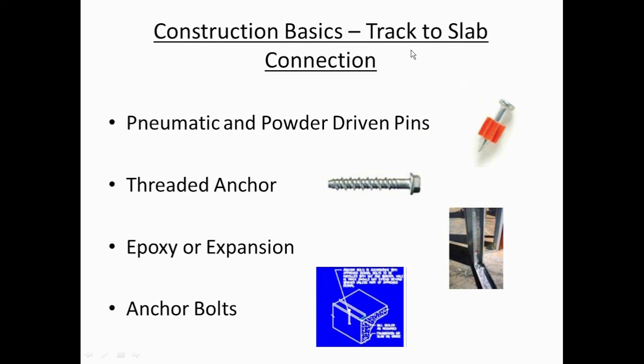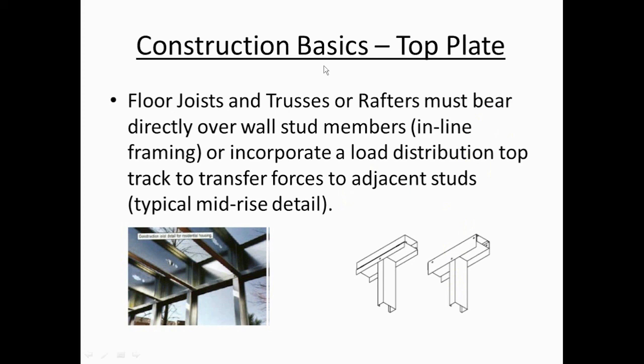Getting back to construction basics, how we attach the track to the slab. Use of pneumatic or powder-driven pins is one option. Another option is a threaded anchor, where through the installation process the concrete is actually threaded, so this fastener threads in like a bolt. You can epoxy or use expansion bolts, or finally anchor bolts. Any one of these four will work given the conditions, the loads that are required, and the production rates that are needed. Definitely something that needs to be looked at by an engineer.